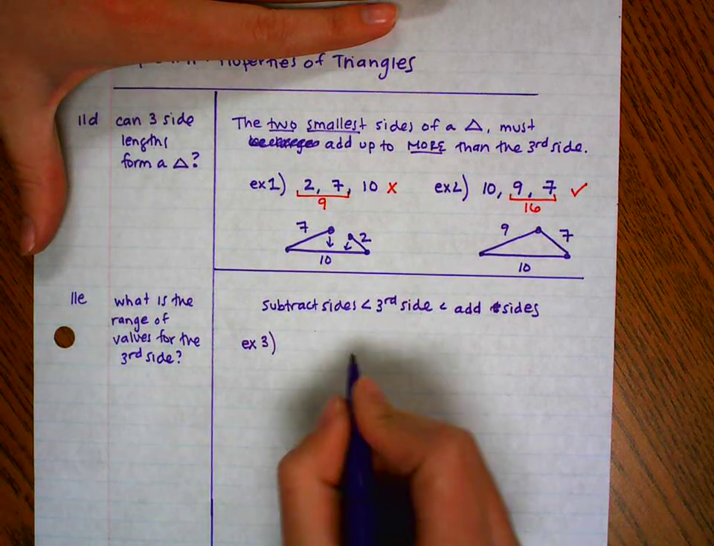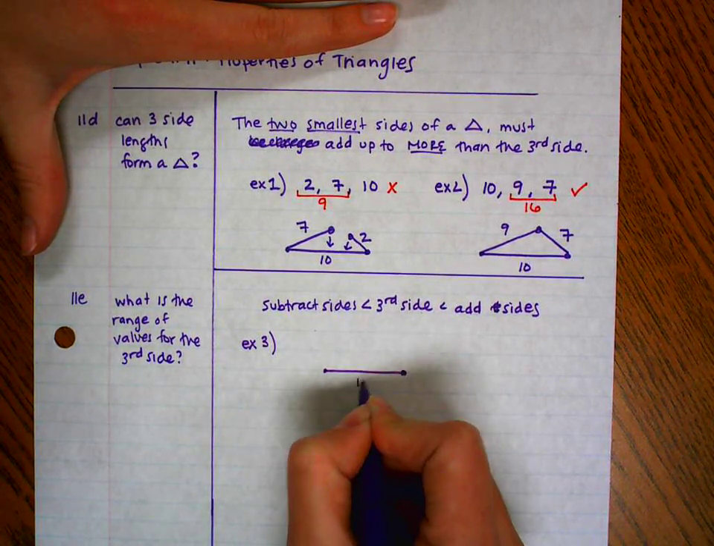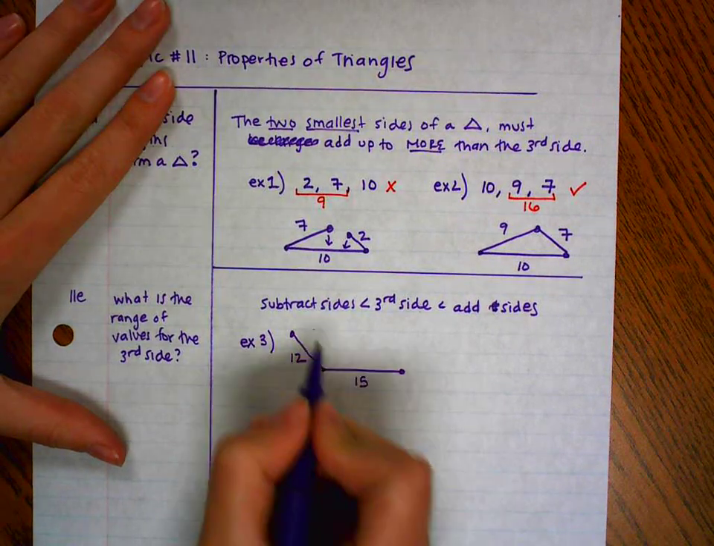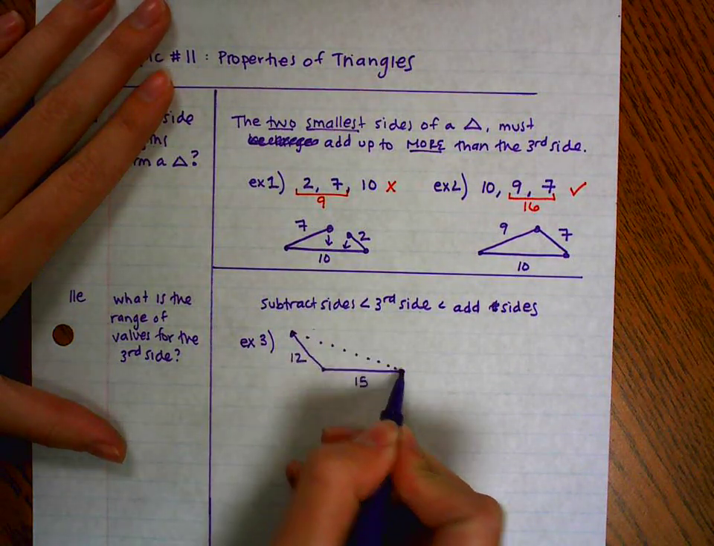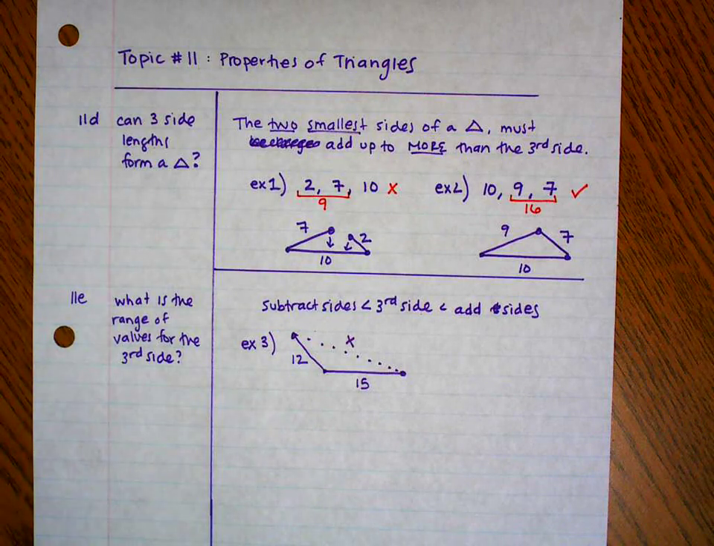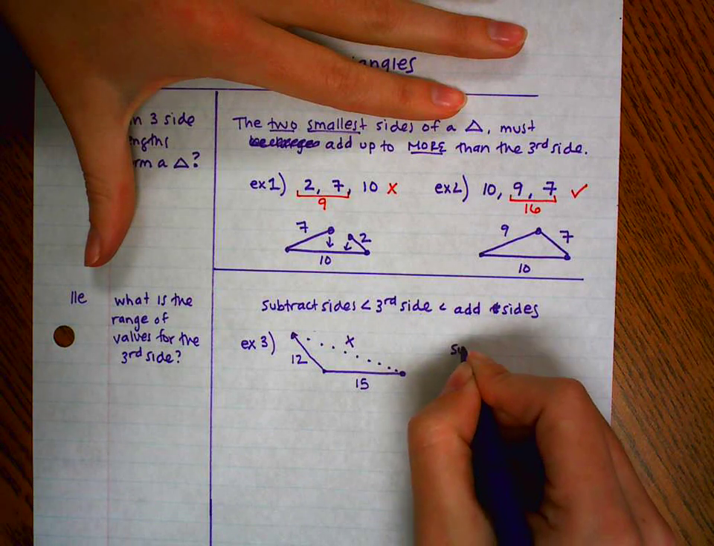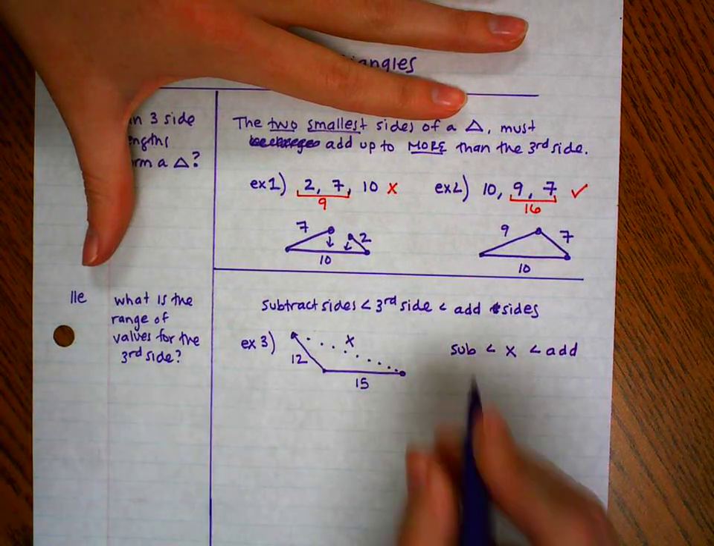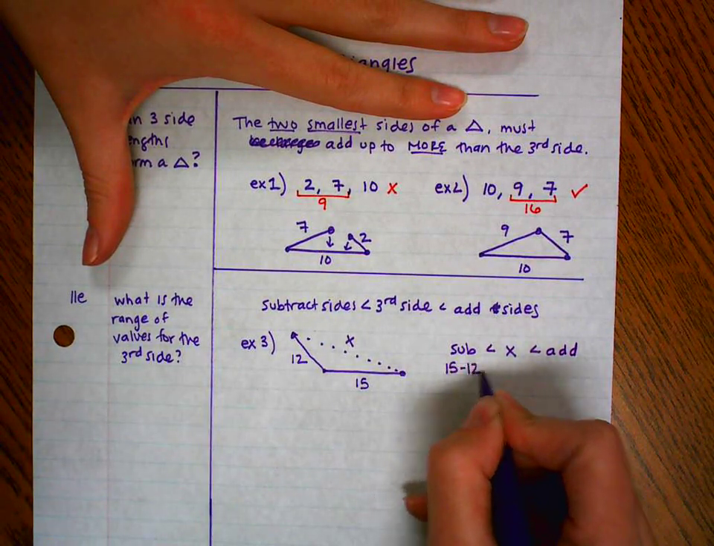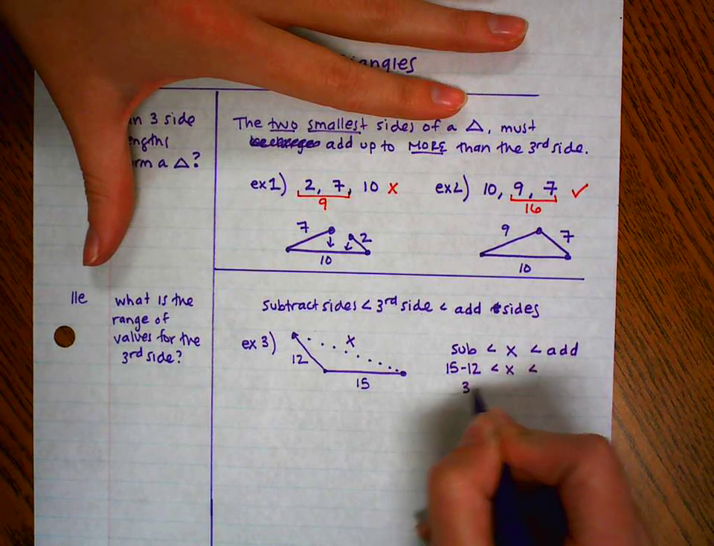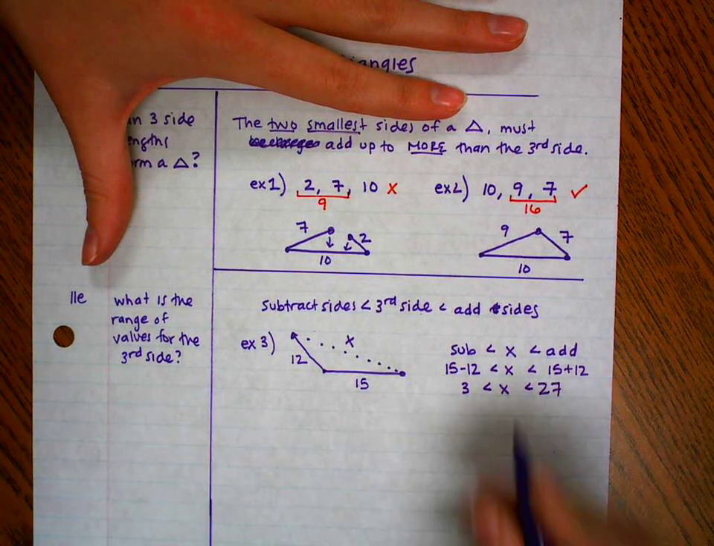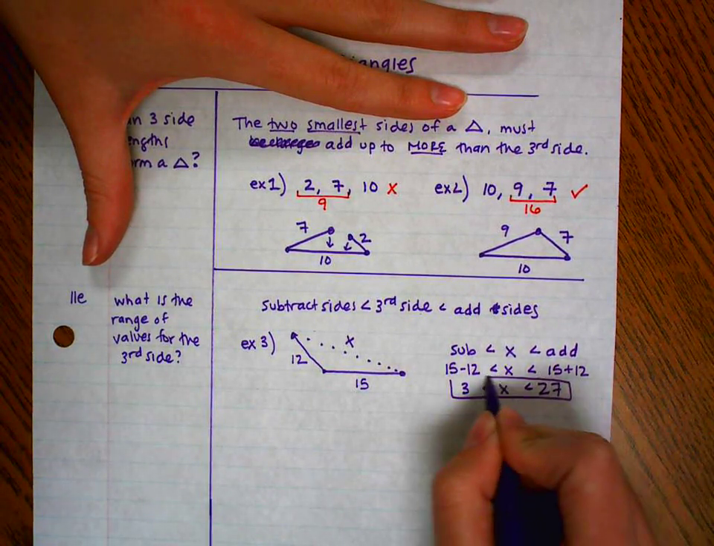Okay. Let's say I have a side length of 15 and a side length of 12. We want to figure out what the possible values of this third side could be, and I'm going to call that third side X. So remember, our rule is to subtract and add. Okay, so let's do the subtraction first. If we do 15 minus 12, we're going to get 3. If we do 15 plus 12, we're going to get 27. So our answer is that the third side has to be somewhere between 3 and 27.